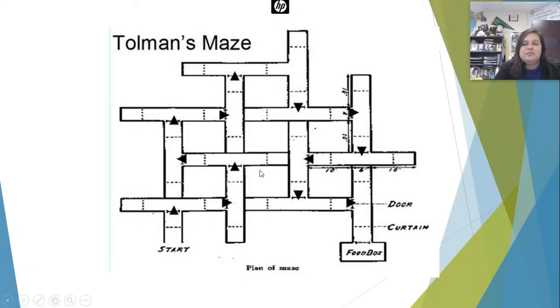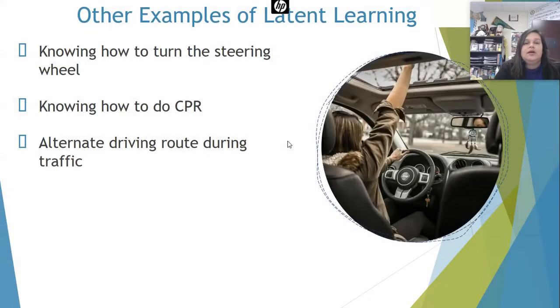Here's another diagram that comes from his experiment. He would block off different routes, so the rats had to find the next best way. And again, the ones who had explored the maze earlier did better. Other examples, I already mentioned these.